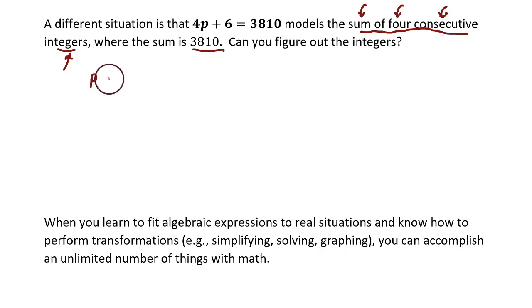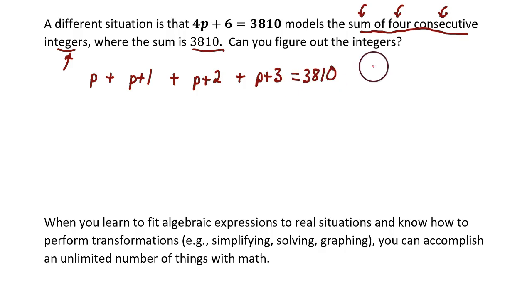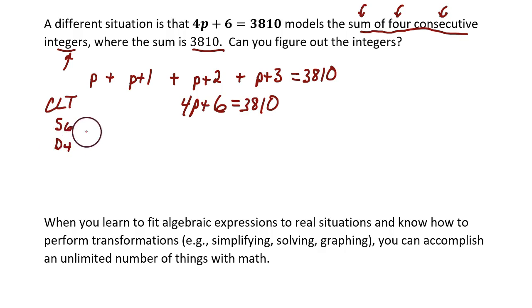Let's use the variable p to be the first of the 4 numbers. The next consecutive number after that is 1 more than p. The next number after that is 2 more than p. And the next number after that is 3 more than p. And we're told that these 4 numbers add up to 3,810. Combine like terms. 4p plus 6 equals 3,810. Like last time, subtract 6 and then divide by 4.